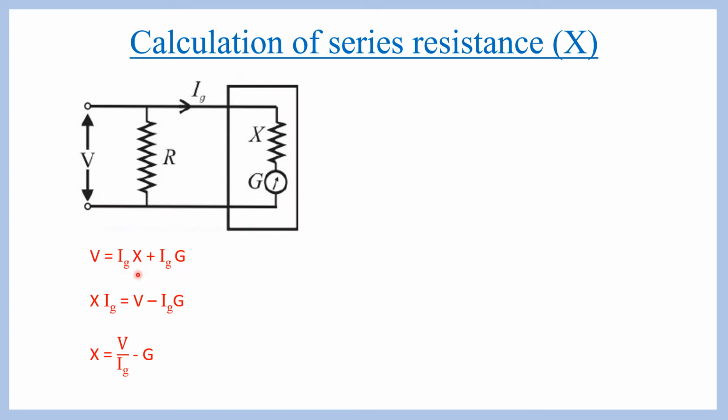So we are shifting the term to the left hand side and we get the expression X into Ig is equal to V minus Ig into G. And solving this, the final expression for the resistance is given by X is equal to V divided by Ig minus G. Now, you know that when a current Ig is flowing through this galvanometer, it will give full scale deflection to the galvanometer.